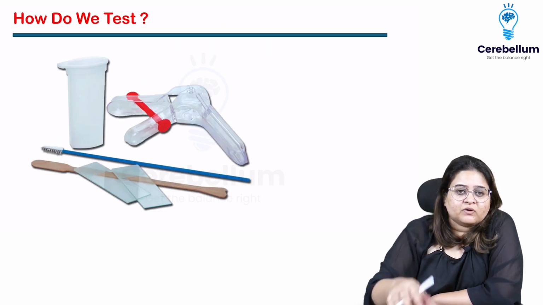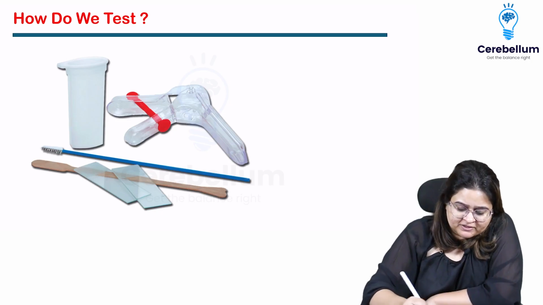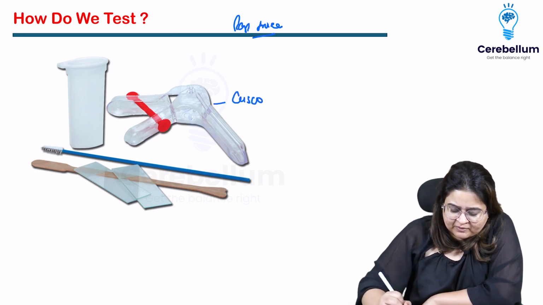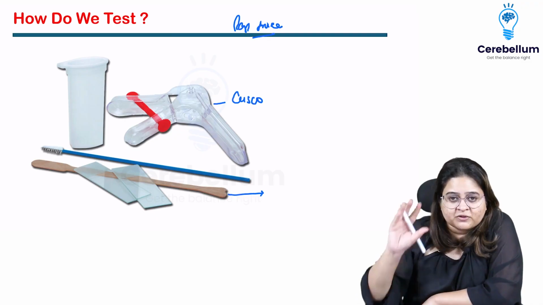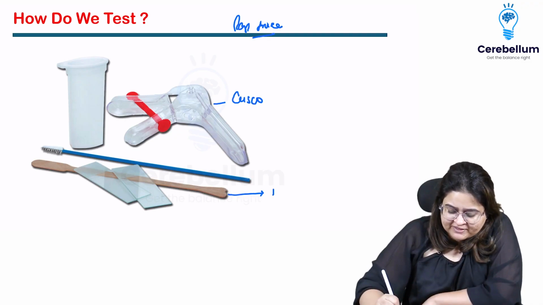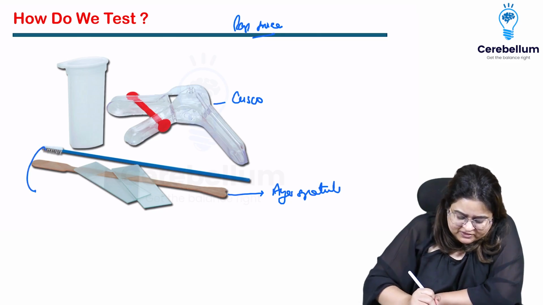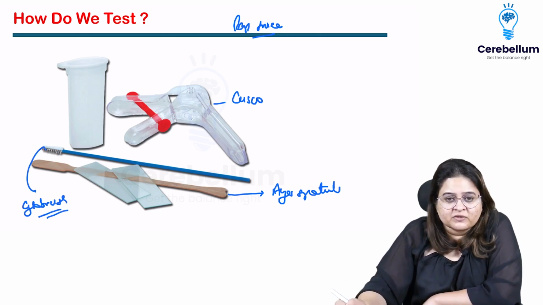Okay. Now, how do you take a pap smear? Can you see these instruments here? These instruments are used to take a pap smear. You have a Cusco speculum. When you put in the Cusco's, you visualize the cervix and you use the Ayre spatula to take a sample from the ectocervix. You use this cytobrush to take a sample from the endocervix.